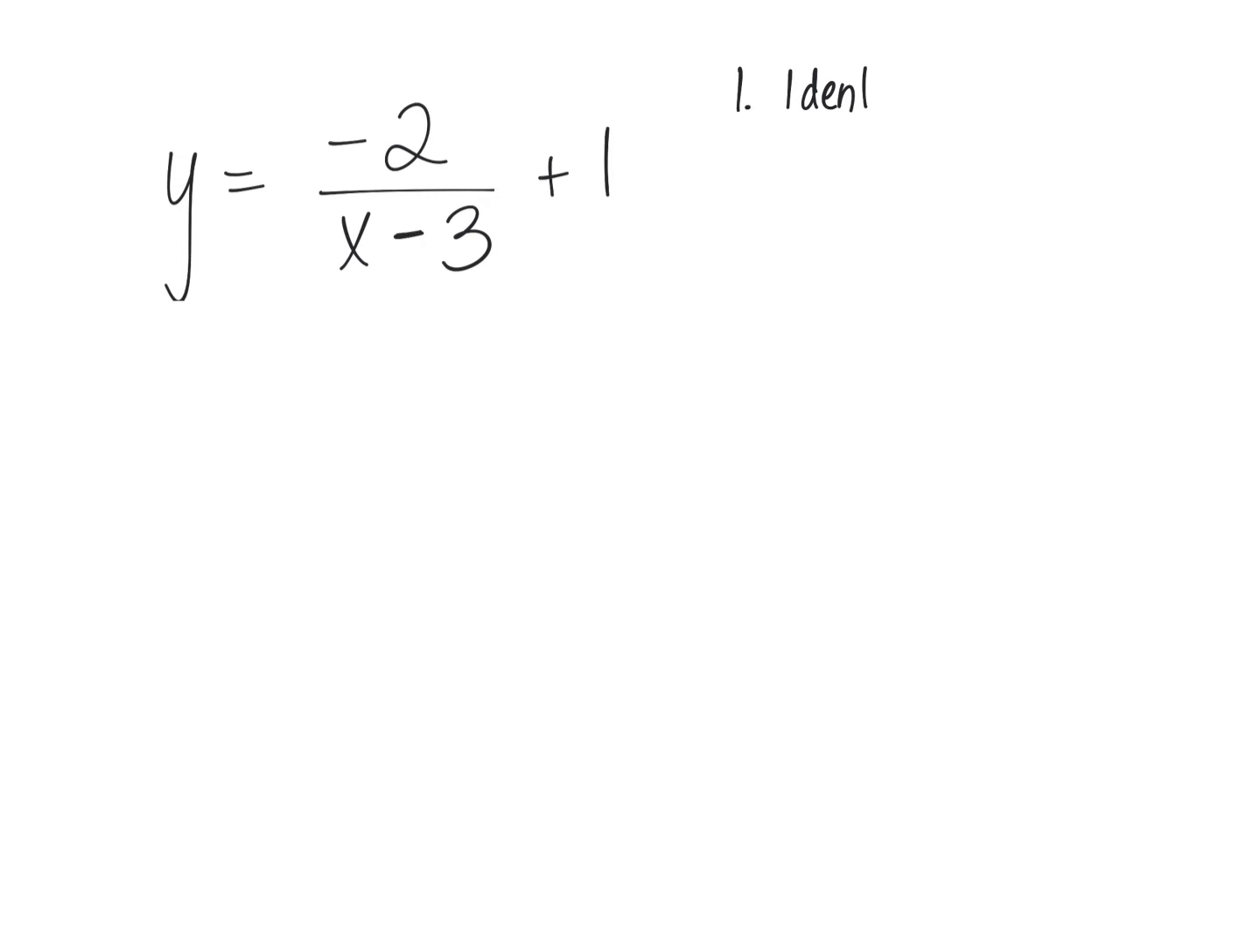Okay. All right, so how do we graph these? We're going to start with an example. y equals negative 2 over x minus 3, plus 1. The first thing we're going to do is identify the asymptotes. The vertical asymptote has the equation x equals, and the horizontal asymptote has the equation y equals. Take a second, write down what you think the vertical and horizontal asymptotes are.